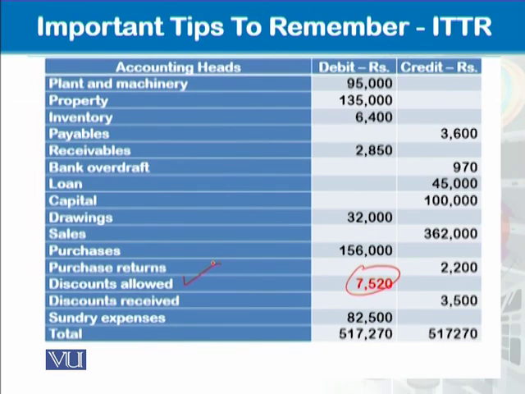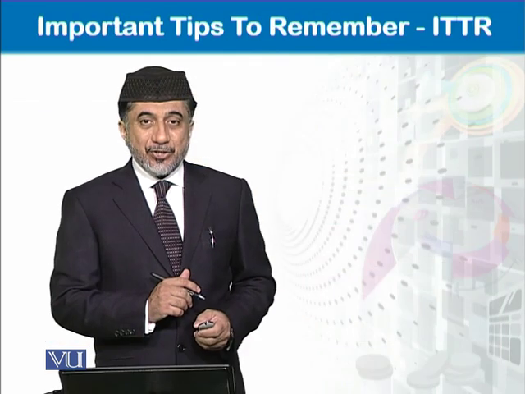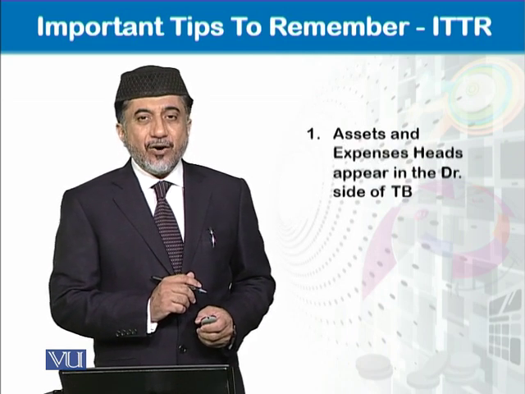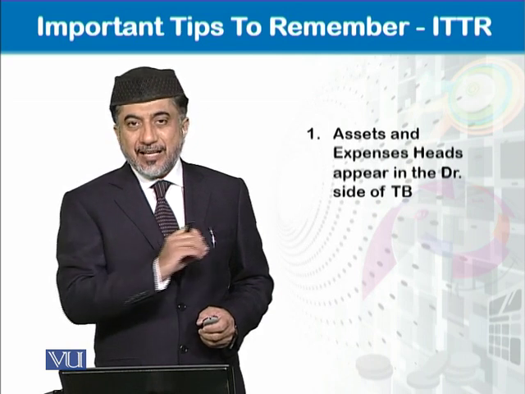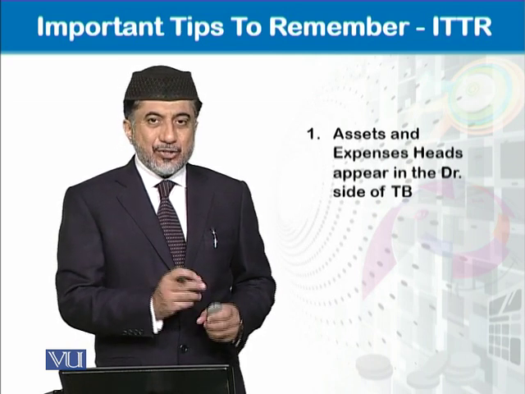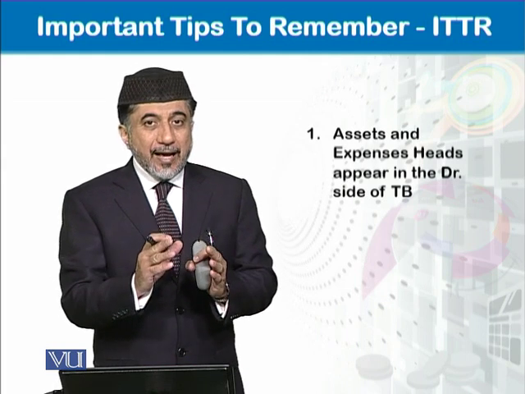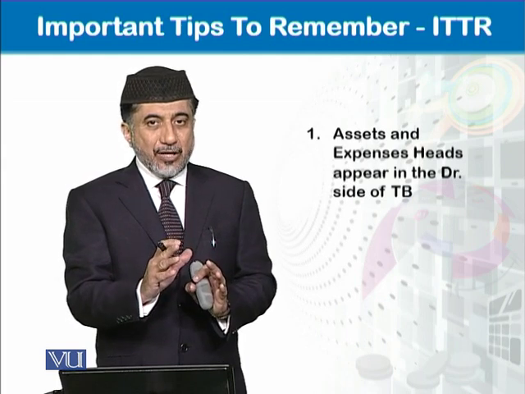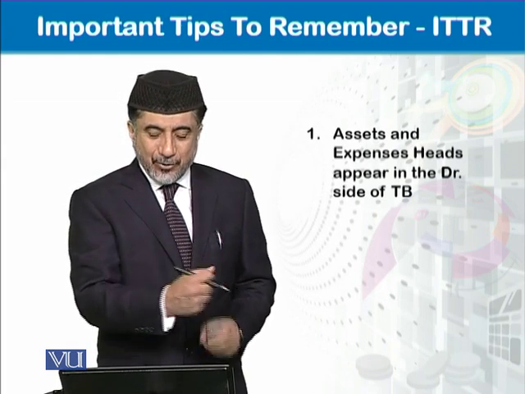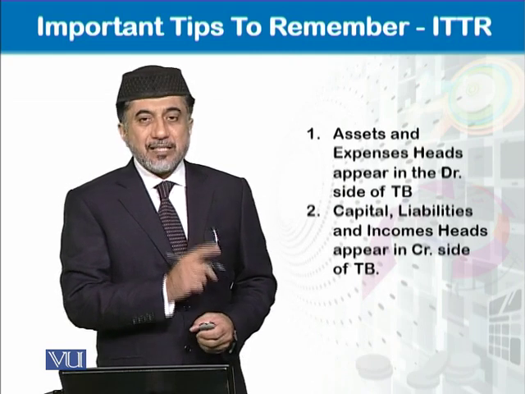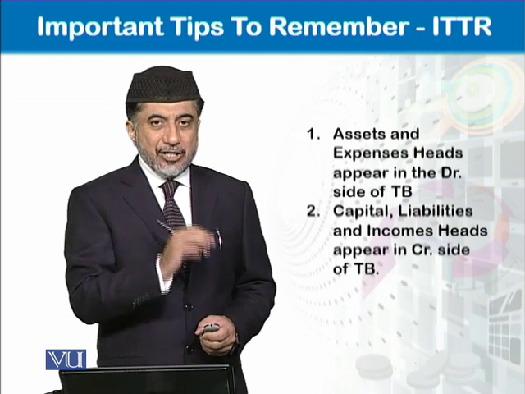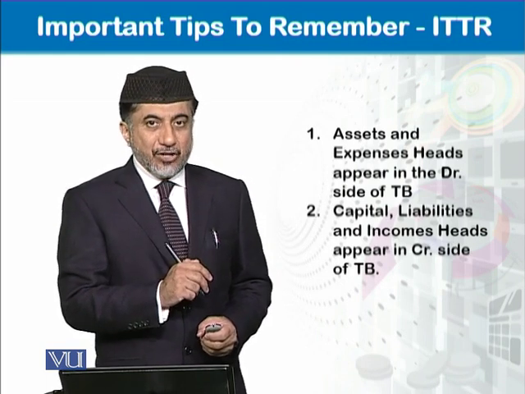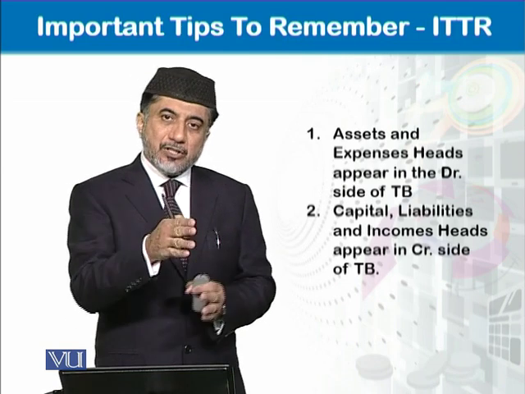Okay, so the important tips to remember in this module are that assets and expense heads always appear in the debit side of the trial balance. So put all assets and expenses in the debit side of the trial balance that you can identify very well. You have this expertise now. And the second thing is capital, liabilities and incomes should always appear in the credit side of the trial balance. So trace all those and put them in the credit side.